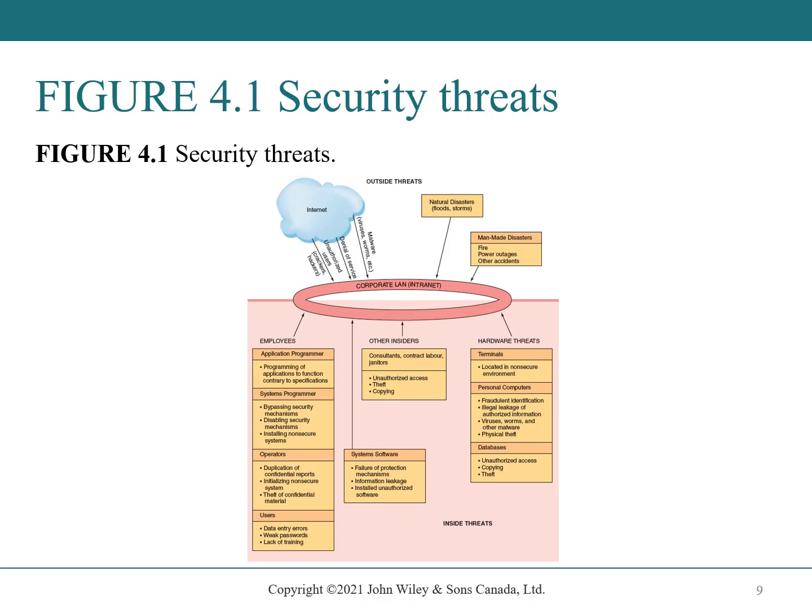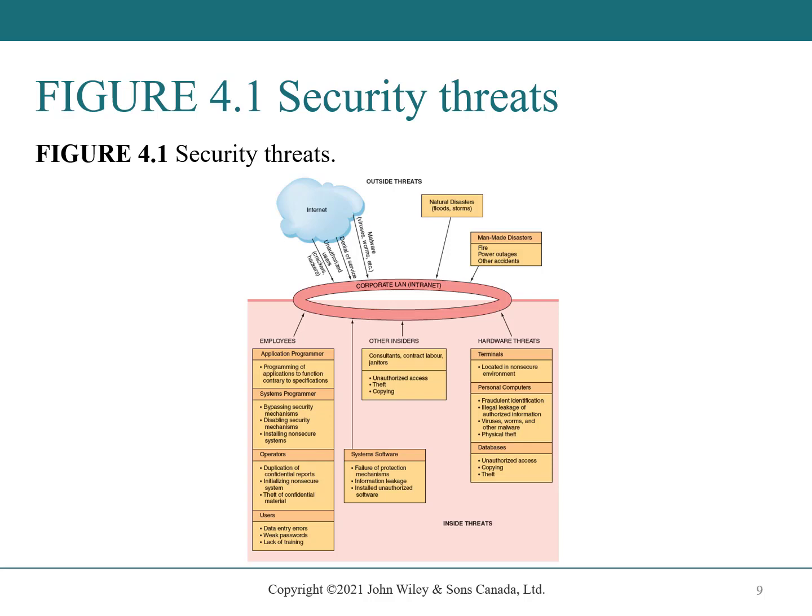Take a look at the diagram. We've got some internet vector attacks. We've got some natural disasters. We've got man-made disasters. And on the inside part of the chart on the bottom, we've got employees from your application programmer to your systems programmer to your operators to your users, system software. We've got consultants, contract labor, janitors, and we've got hardware threats such as terminals, personal computers, and databases.